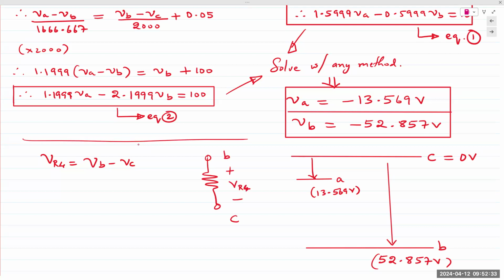Okay, VC is 0 volts and VB is minus 52.857 minus 0. So VR4 is minus 52.857 volts. Okay. When you show me this work, I can look at this minus sign and this voltage polarity and I can still award full points because that is correct. Now I can state that my resistor voltage is negative, which means my actual polarity for VR4 is flipped.